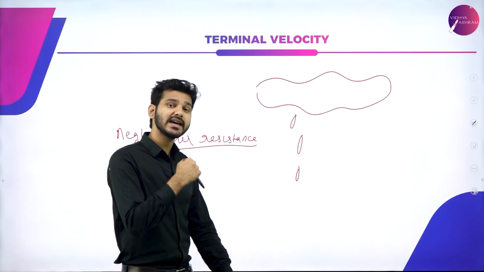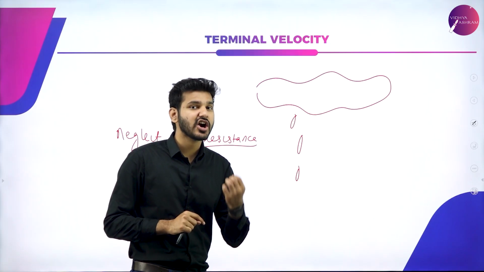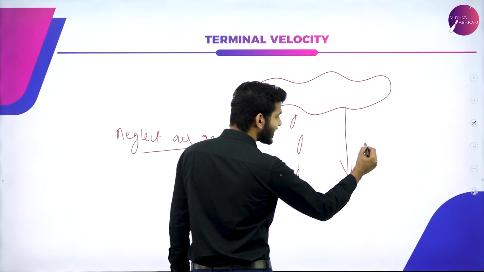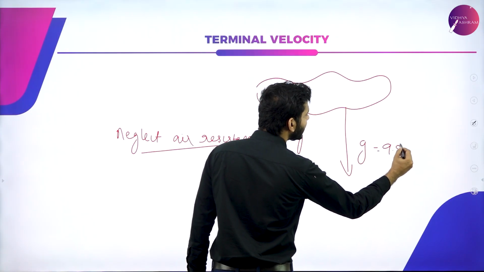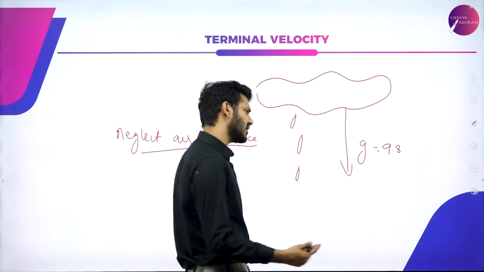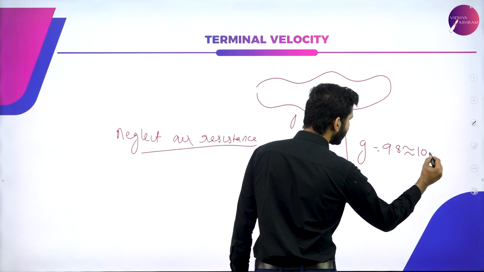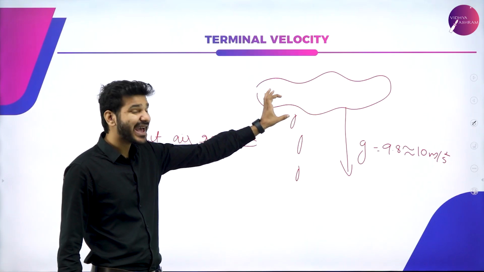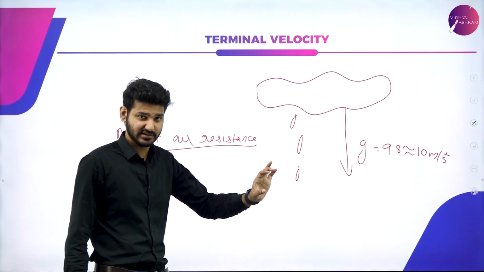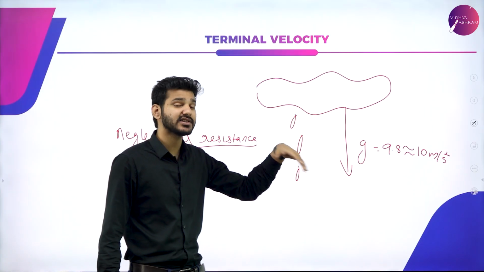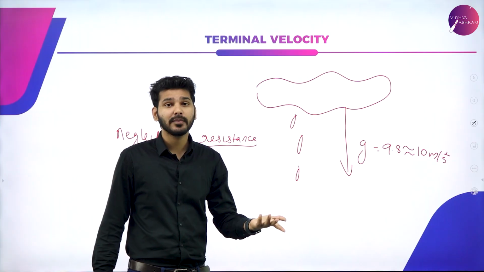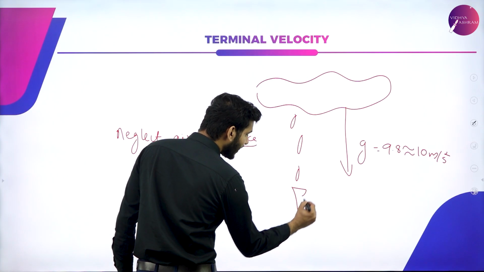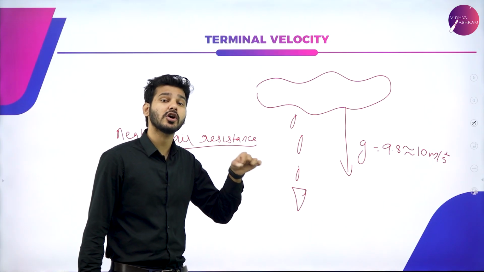If you neglect air resistance, then what happens to the velocity of this particular raindrop? We know that acceleration due to gravity, that is g, is equal to 9.81 meter per second square. Let's just approximate that to 10 meter per second square. So if that raindrop is accelerating 10 meter per second square, every second, then what will be the velocity of that raindrop? It will be coming down like a bullet onto us.